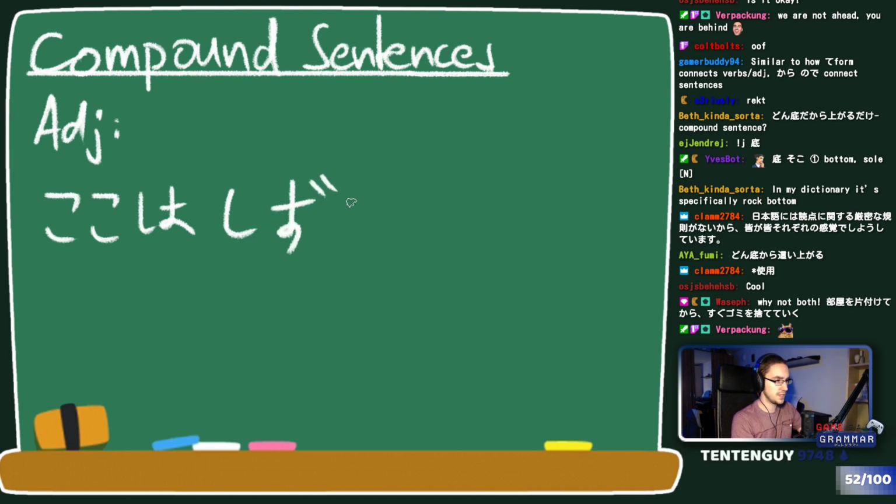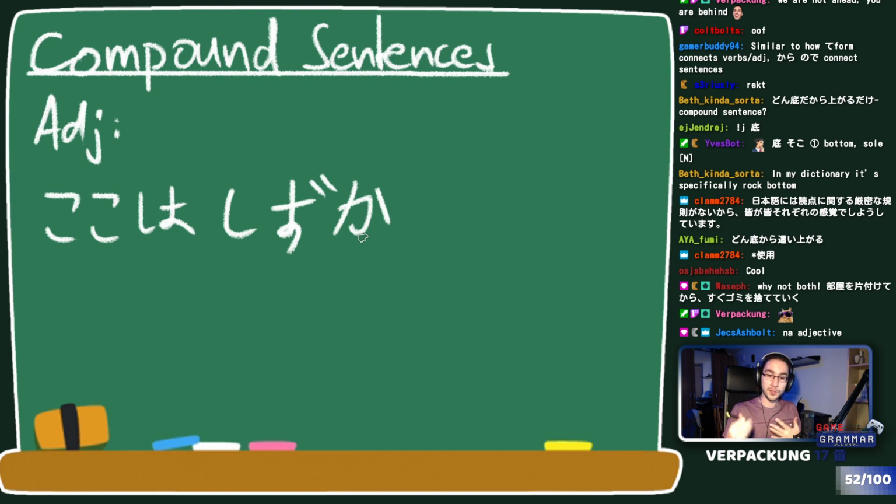Now, the difference here would be that this, okay? ここは静か. Theoretically speaking, if we're being very strict with our grammar, is this a completed sentence? No, it's not, okay? Again, if we're being really strict with ourselves, then this is not a completed sentence. ここはうるさい is kind of a completed sentence, but ここは静か, not really. But we're getting very strict here.